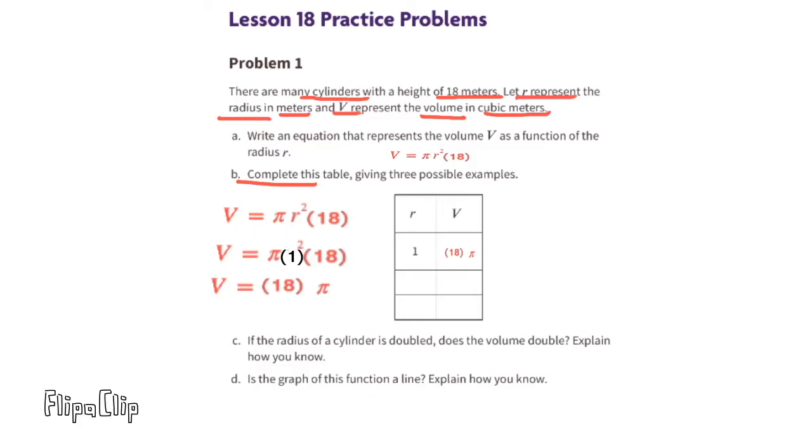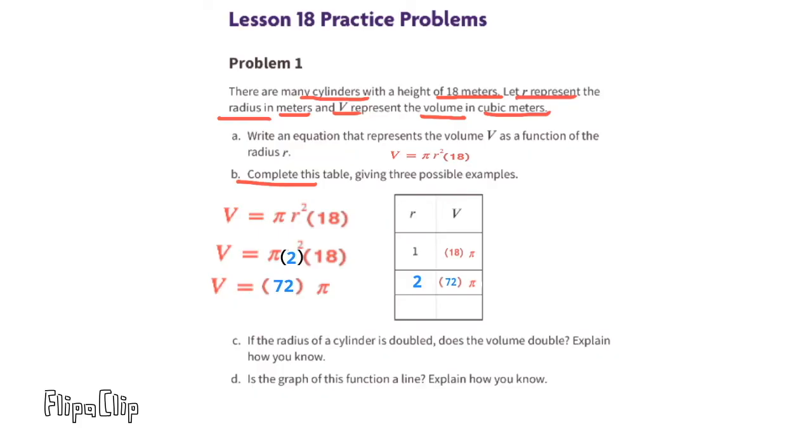For the next row in the example, let's use 2. So now we can substitute the R with a 2. V equals pi times R squared times 18. 2 times 2 times 18 equals 72. So when the radius is 2, the volume is 72 times pi.